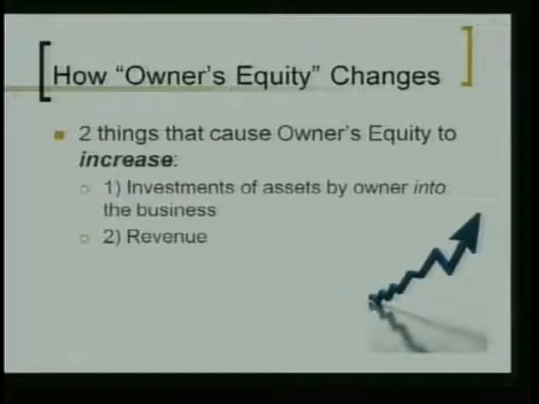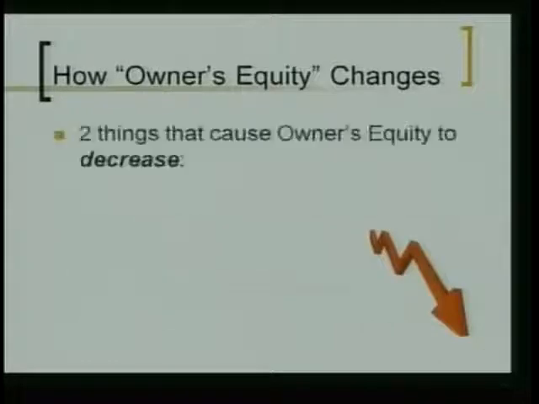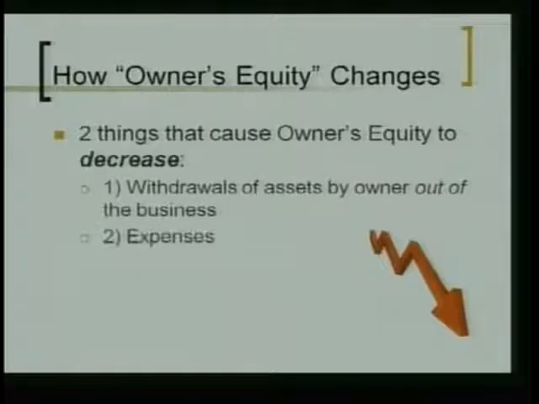What makes equity increase? Investments of assets by the owner into the business and revenue, right? Those are the two things that cause the owner's equity to increase. The two things that cause it to decrease are just the flip sides of that: withdrawals of assets by the owner out of the business and expenses. I want you to have those facts real firmly cemented into your brains, because it's going to help us, especially today. This is a really important lecture, so I'm glad you're watching it.